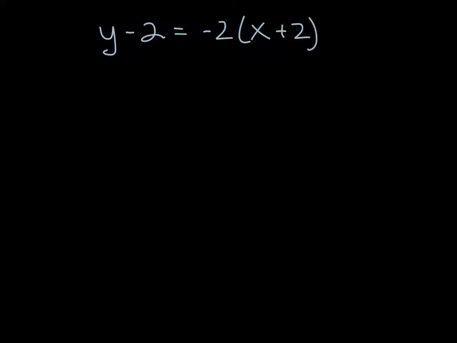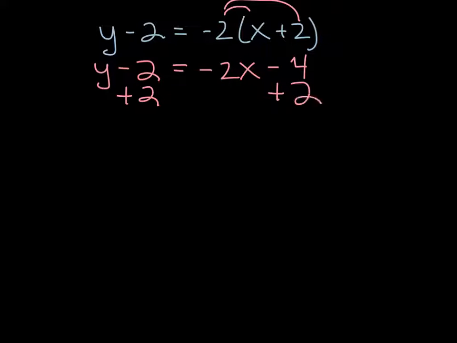First thing we're going to do is distribute the negative 2. So negative 2 times x gives negative 2x. And negative 2 times positive 2 gives us negative 4. We didn't change anything on the left-hand side, so I'm going to recopy that. Now we need to get y by itself. Right now y has minus 2 next to it, so I need to add 2 to each side.